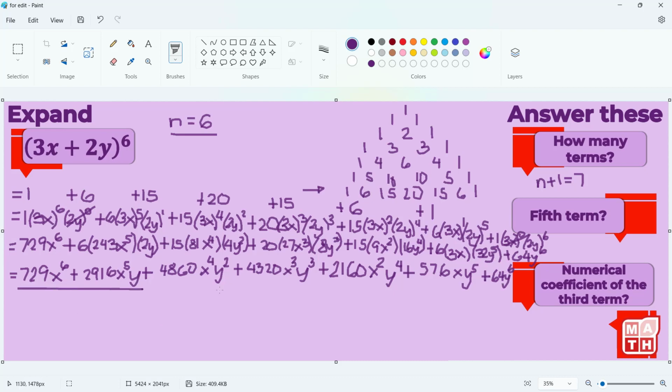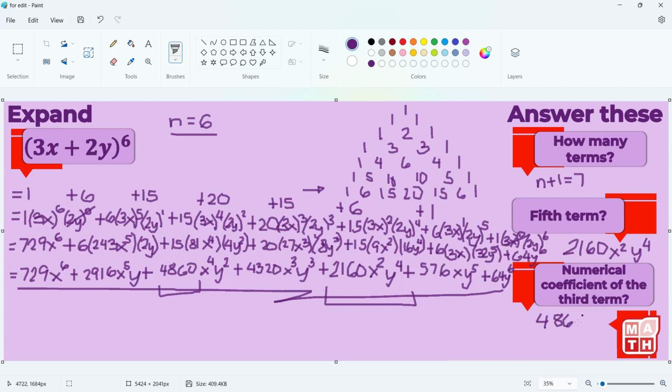So this entire very lengthy expression is the expanded form of this binomial expression raised to the power of 6. So the fifth term, 1, 2, 3, 4, 5, this is the entire fifth term. You will have 2160 x squared y to the power of 4. And the numerical coefficient of the third term, this one here, is 4860. So again, it will take us a lot of time, but this is the correct process and the correct answers for the expansion of this given binomial.